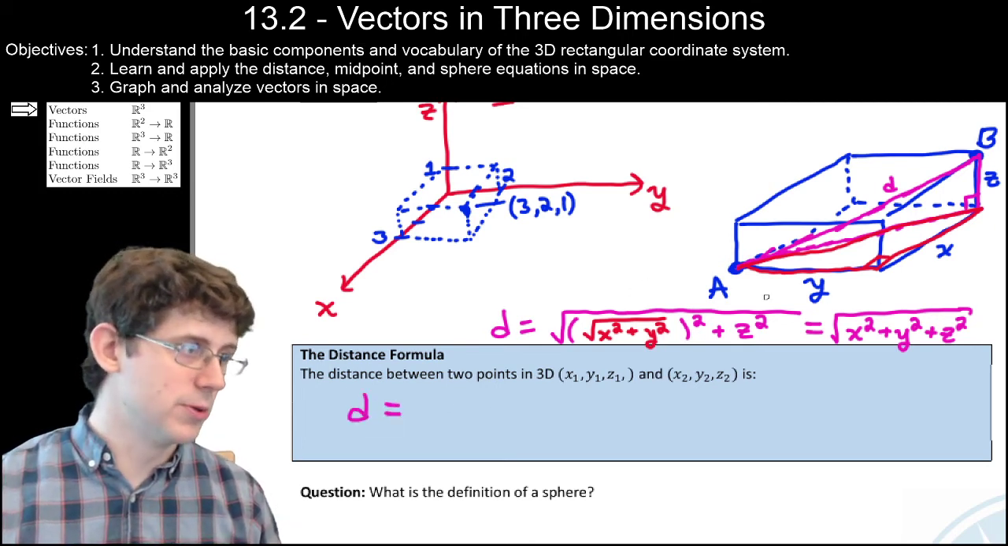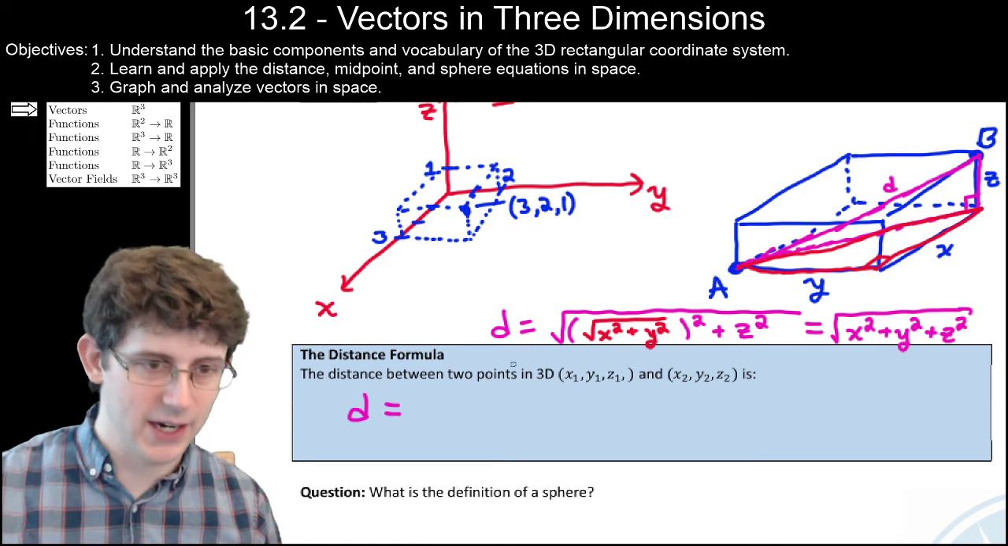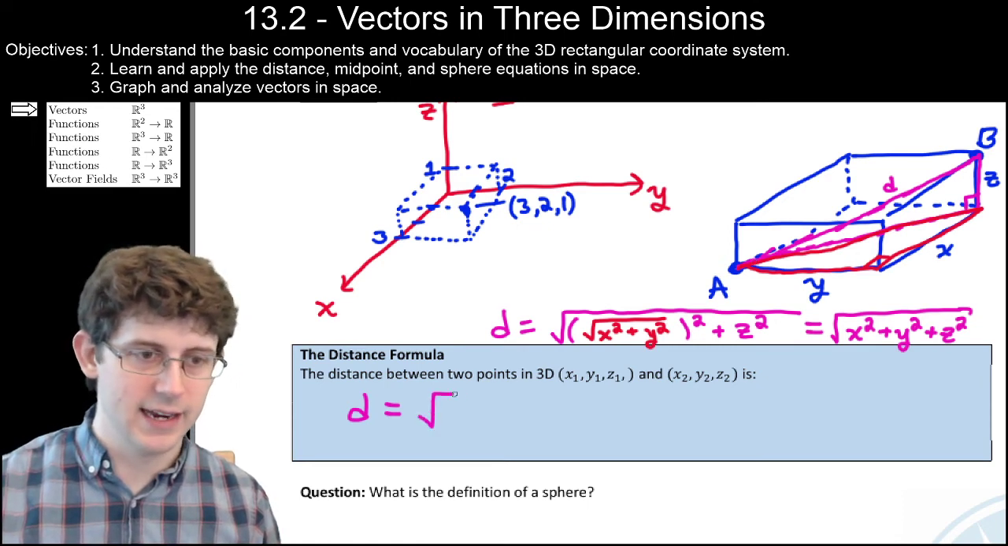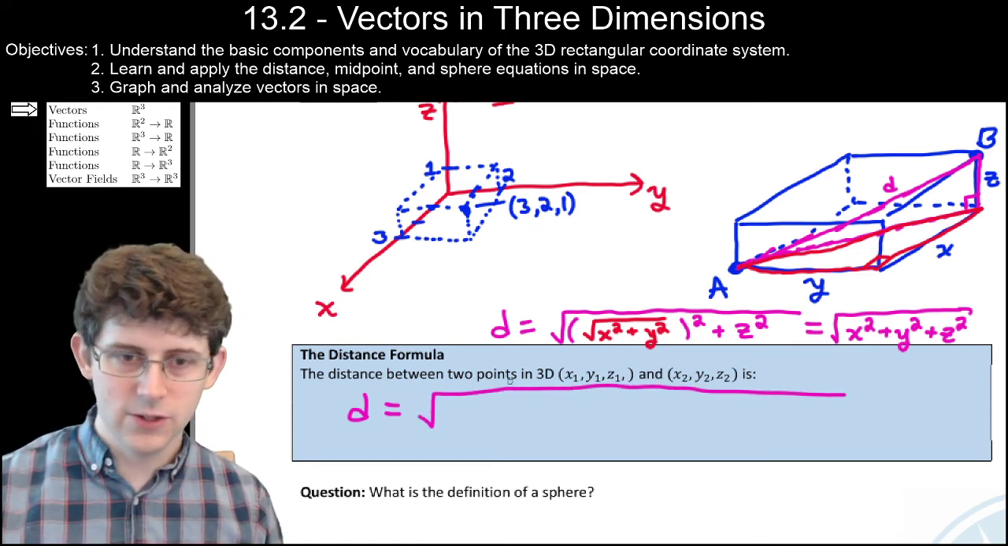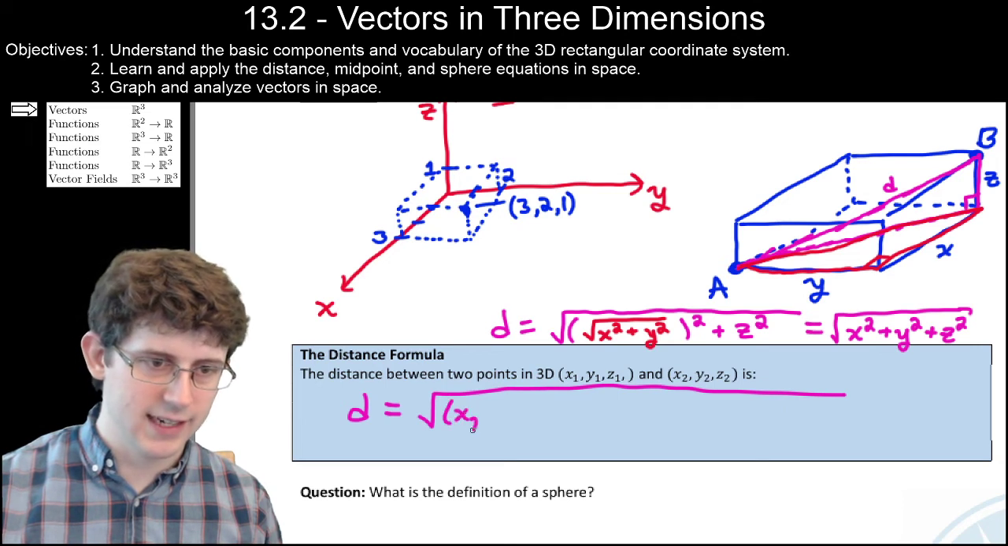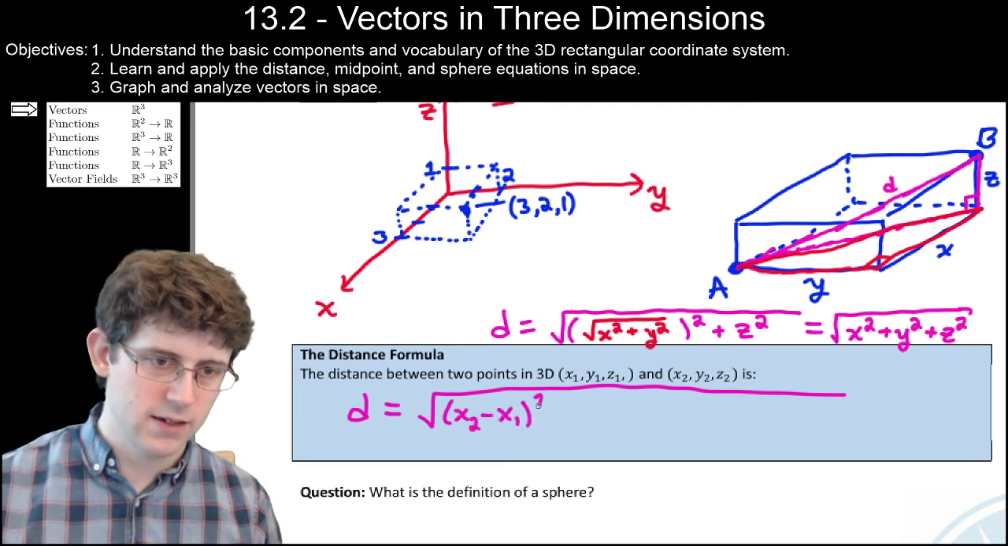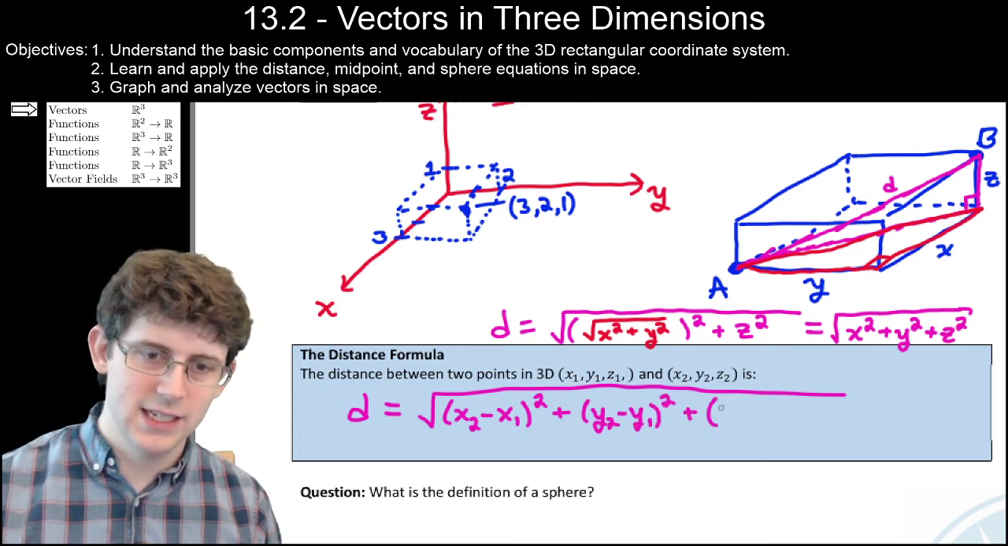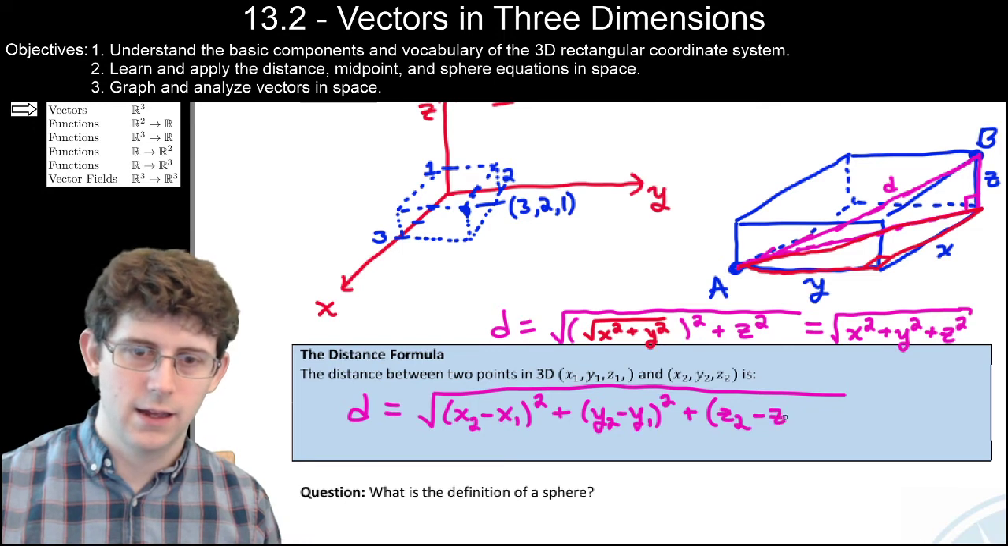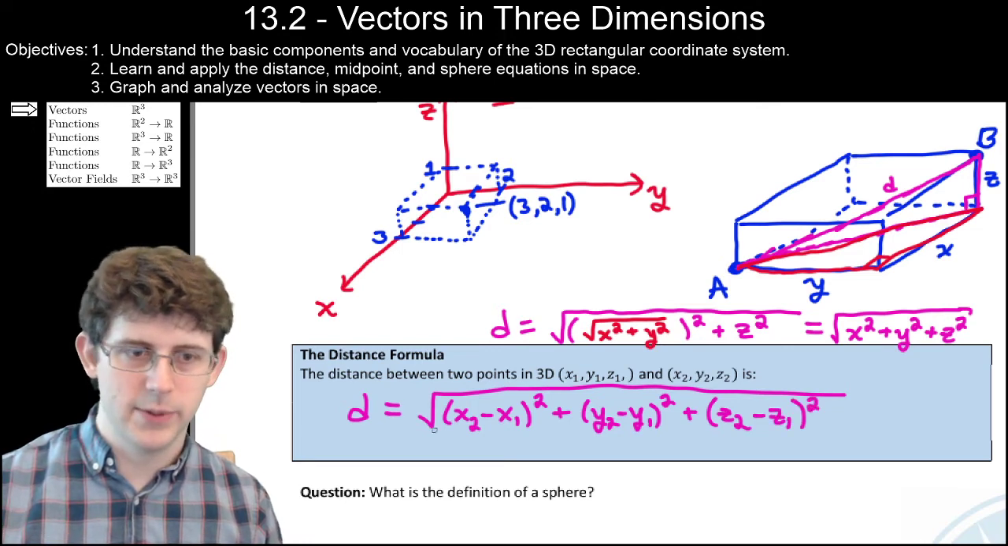This is technically a proof of the distance formula using the Pythagorean theorem, but I didn't write it like that. So between 2 points, you take the difference of the x's, square it, the difference of the y's, square it, and the difference of the z's, square it, add them all up, and take the square root.